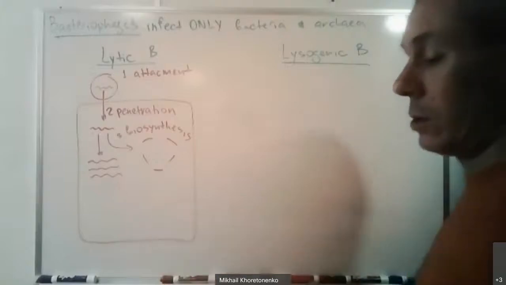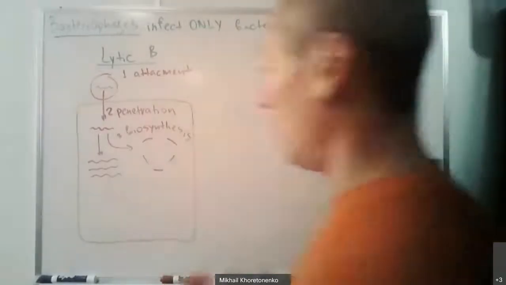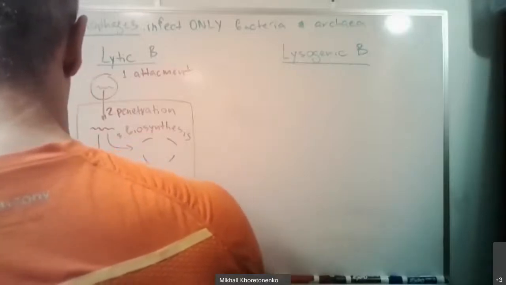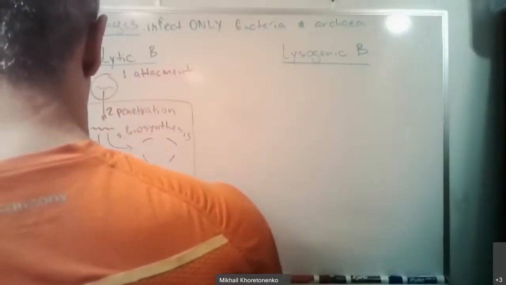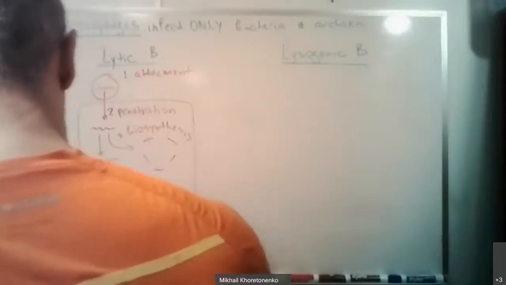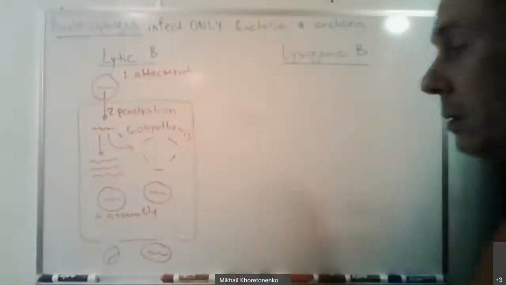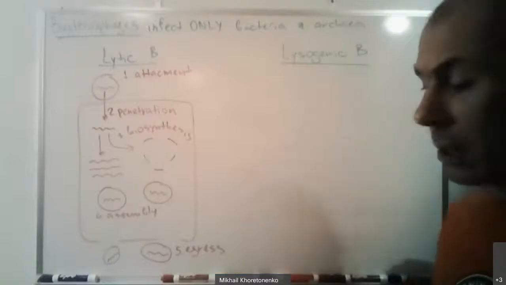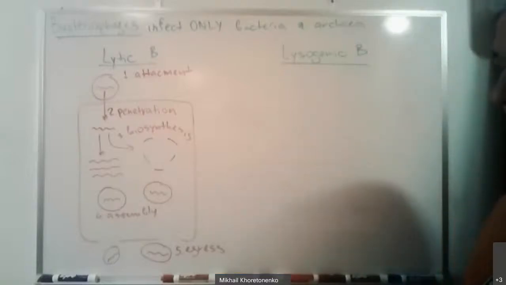After proteins are produced and genomes are copied, bacteriophage assembles and its particles are released from the cell, leaving holes in the cell wall, basically. Now, this process is called egress. Egress, release, exit, all those names are appropriate.